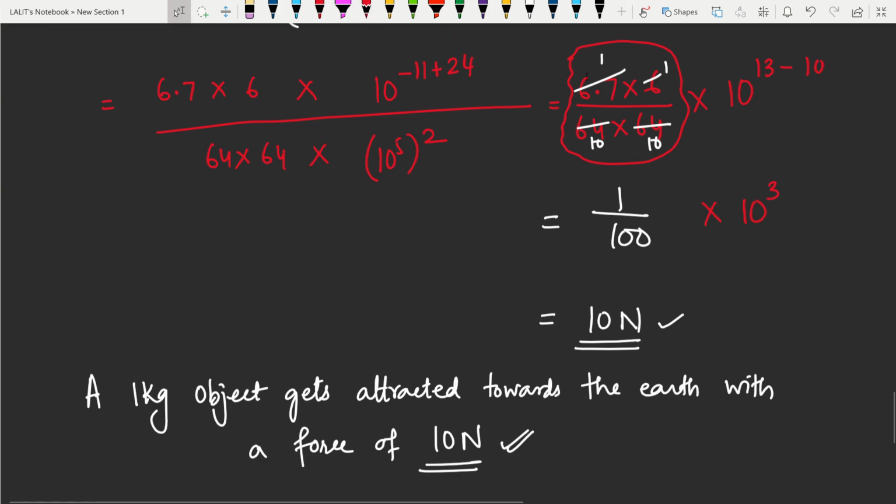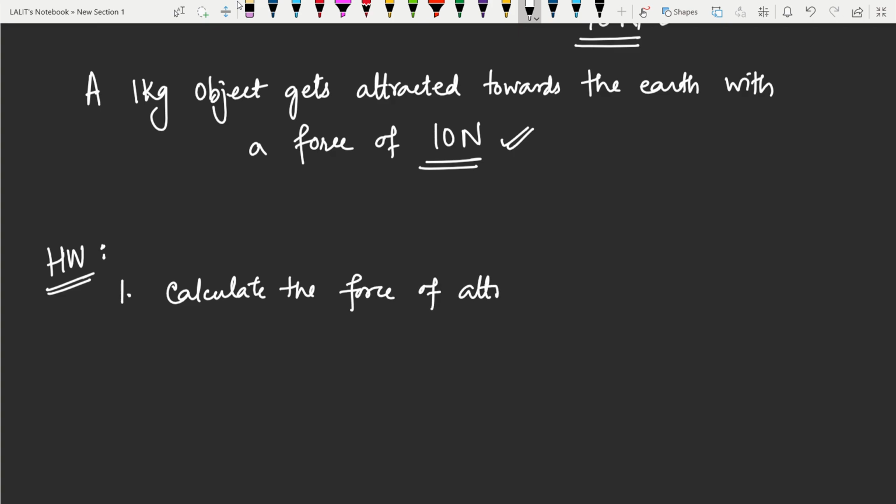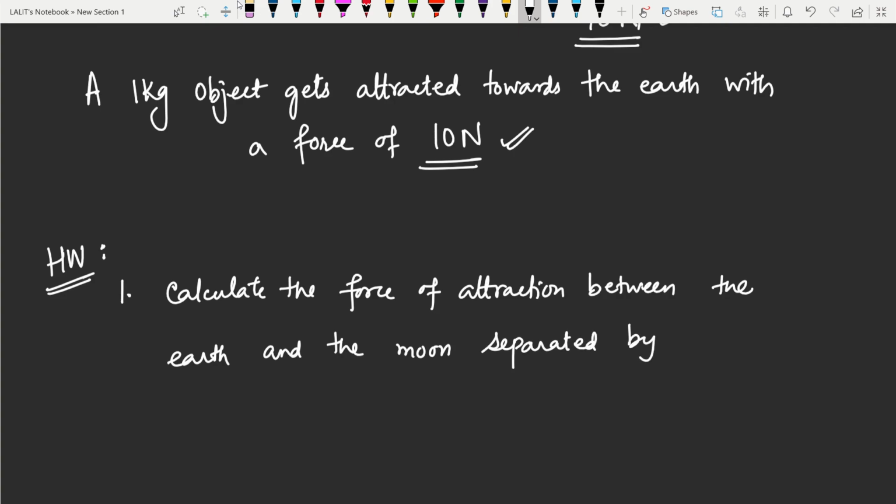Now this is another question. Let us see a question. This will be your homework. Homework question number 1. You can try these two questions. Calculate the force of attraction between the earth and the moon separated by a distance of 3.84 into 10 power of 5 kilometers.